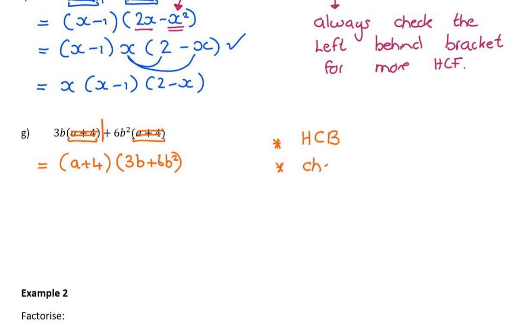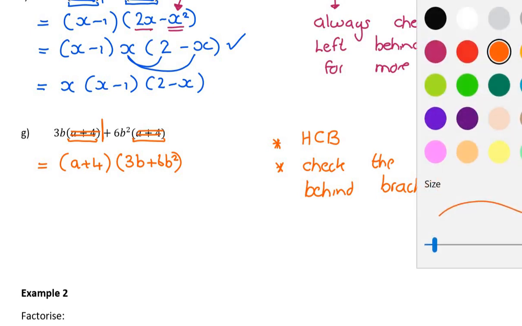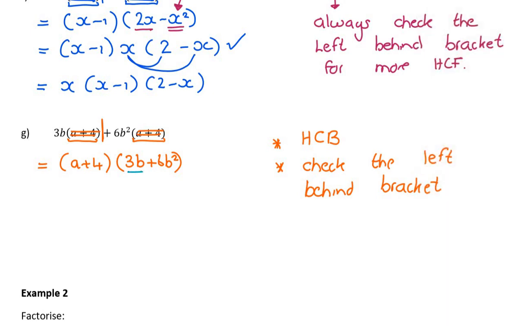Now I need to check the left behind bracket, because there still could be more highest common factors in there. In this case, my left behind bracket says 3b + 6b squared. So immediately I'm like, hang on, there's definitely a b that's common, and there's actually a 3. So this is going to be (a + 4). Actually, let me take away that bracket because I haven't taken out my highest common factor. My highest common factor is a 3 and a b.